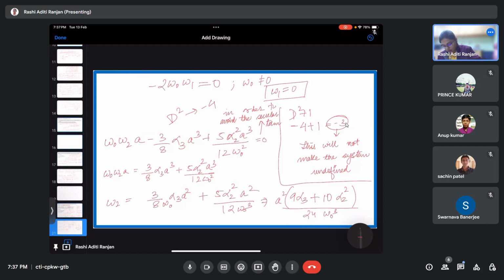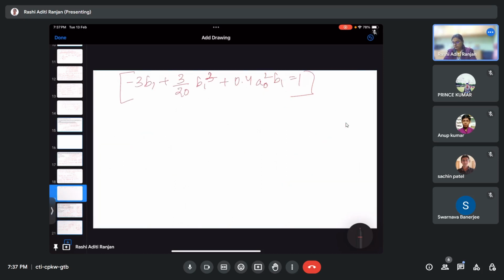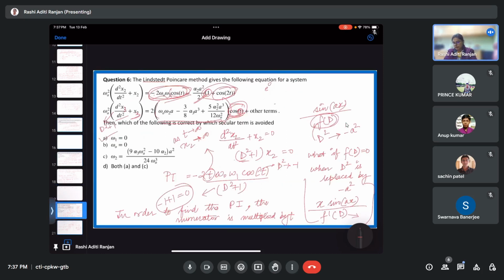There's going to be a minus as well because it is coming on the right hand side. So it is going to have a minus as well, and it is going to have an omega naught square as well. So this is my expression of omega 2 for which I'll avoid the secular term in case of the third x. So these are going to be my correct answers, A and C. And anyways, D is also correct. I hope that this is clear.